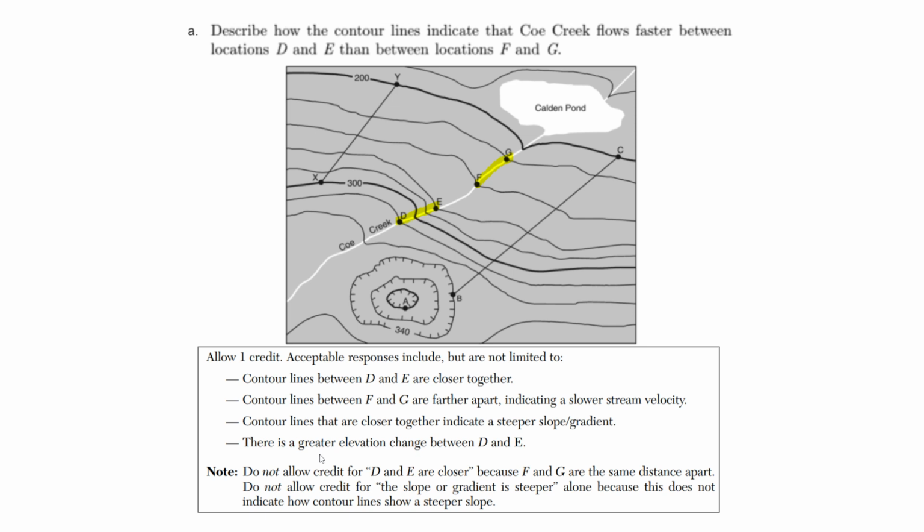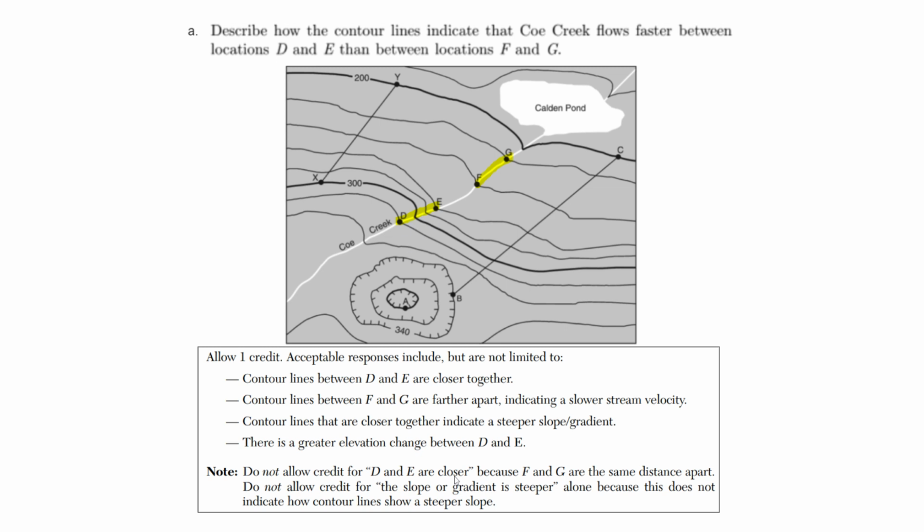Just note that you cannot get credit for saying D and E are closer, because F and G are the same distance apart, meaning that D and E and F and G are basically the same distance apart from each other. That doesn't really tell us. Even though they are the same distance apart, notice that there are still more contour lines between D and E and fewer contour lines between F and G. So it's not about how far away D and E or F and G are from each other, it's about how many contour lines are in between, or how close the contour lines are.